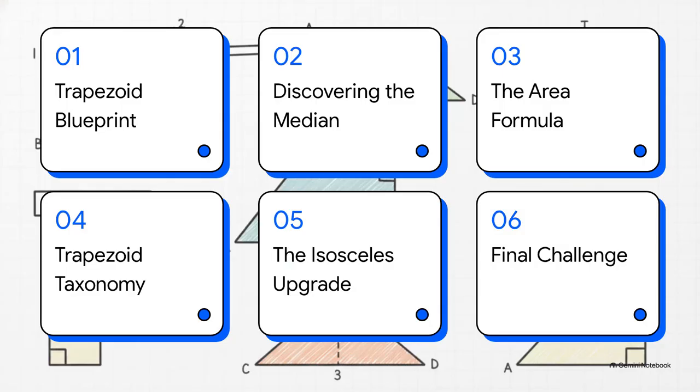Here is our investigation dossier for today. We're going to look at the trapezoid blueprint, discover the median, unlock the area formula, check out the suspect lineup, investigate the isosceles upgrade, and finish up with a final detective challenge. Let's get right to it.